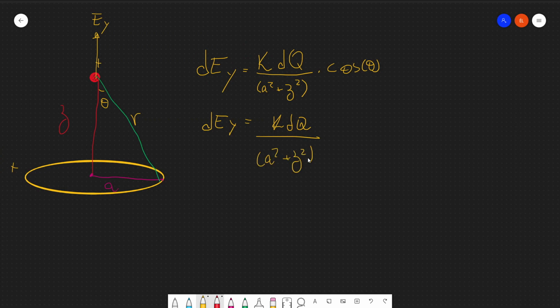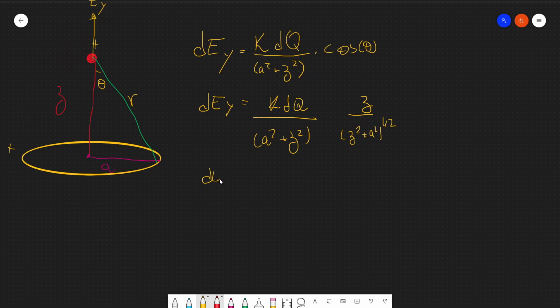But we could potentially write cosine of theta in a better way. Cosine is the adjacent side over the hypotenuse, so it's just going to be Z over R. But who is R? R is just Z squared plus A squared to the power of a half, which is a fancy way to say square root. So for dEy, we could combine the exponents of the denominators, since they're multiplying, and this equals zK dQ over A squared plus Z squared to the power of 3/2.